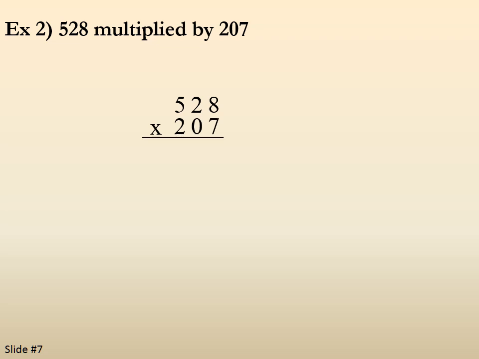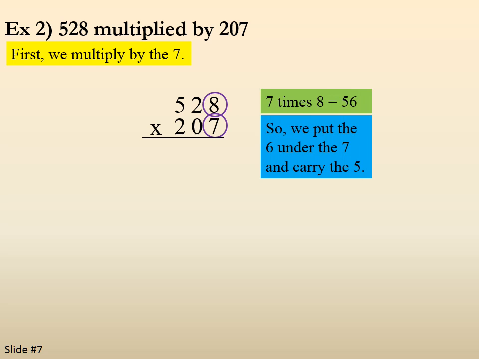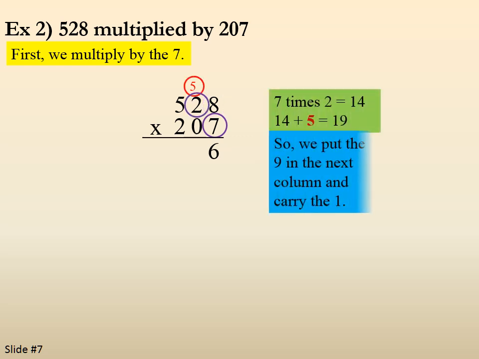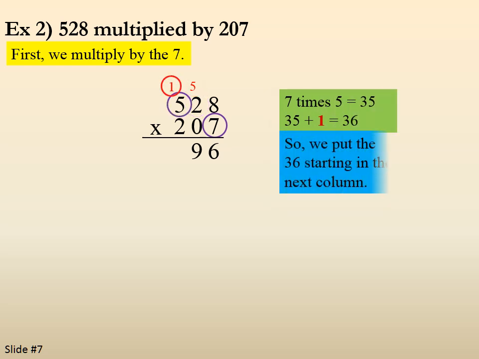So I write it this way. We start by multiplying with the 7. 7 times 8 is 56. We put down the 6 and carry the 5. 7 times 2 is 14, plus 5 is 19. So we put down the 9 and carry the 1. 7 times 5 is 35, plus 1 gives us 36. So we write down the 36. So we've done the 7 times all 3.